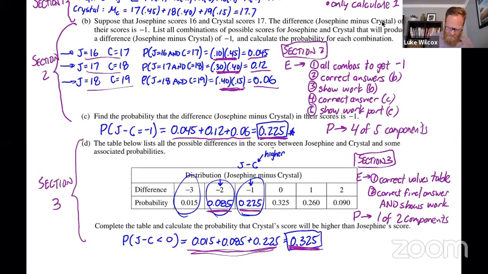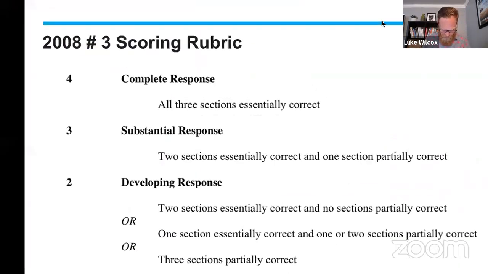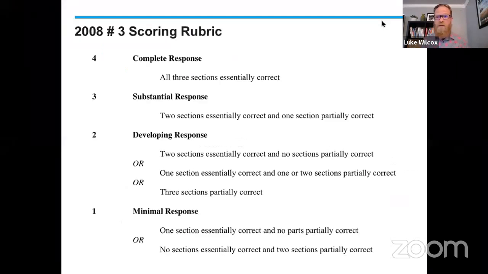And then you would take that now and let's look at the rubric, which is going to look very similar to the one that we looked at before. In order to get a 4 here, of course, you got to have all 3 parts essentially correct. 2 parts essentially correct and 1 partial would give you a 3. Several different ways to get a 2, and then a couple of different ways to get a 1. Also remembering that you can, in fact, earn a 0 if you have less than what is established here.